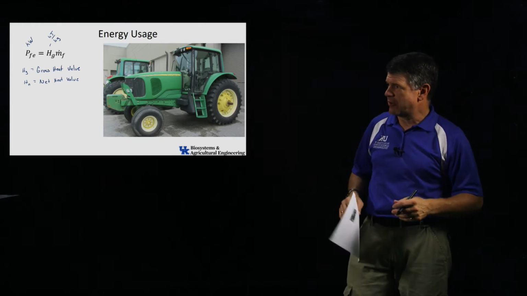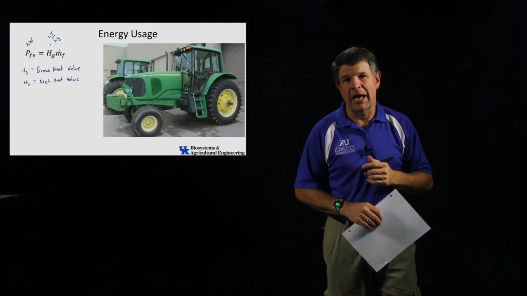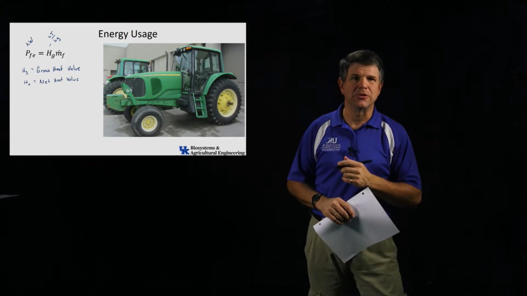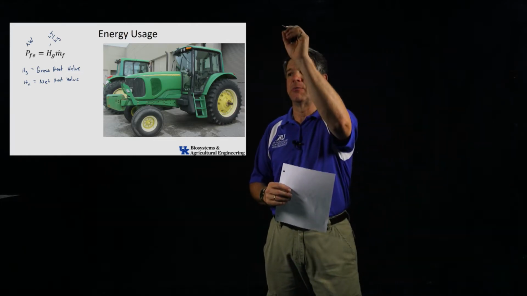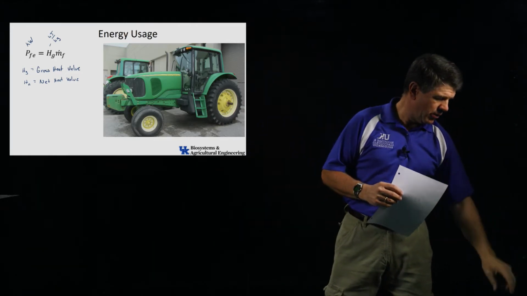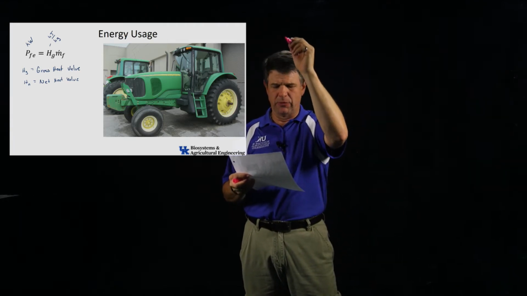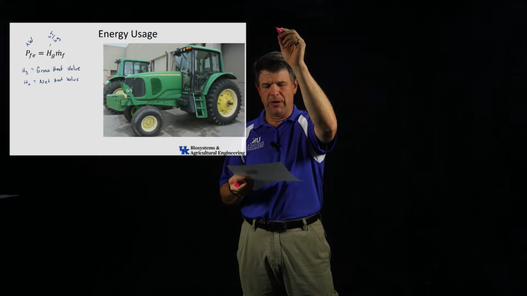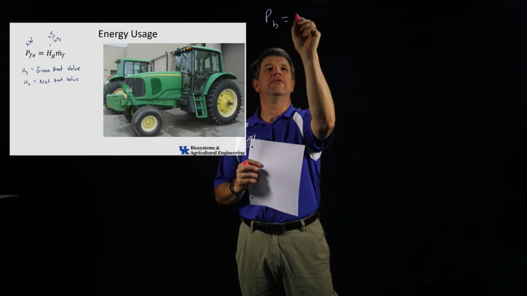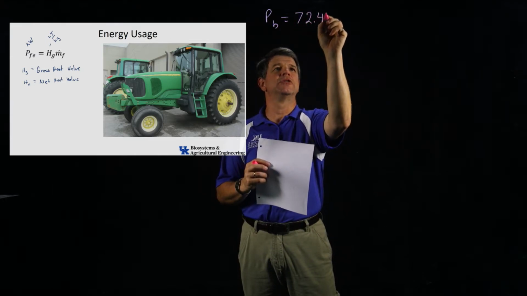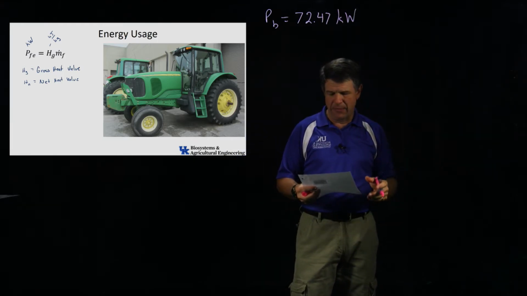So let's look at that tractor. I have that picture up there. That's one of the tractors that we have, one that we're going to be working with in lab quite a bit, putting on the dynamometer and abusing and so forth. But if I look at that tractor, supposedly it will give me a brake power output of 72.47 kilowatts. That's what it should produce. So that's its capabilities, all right?